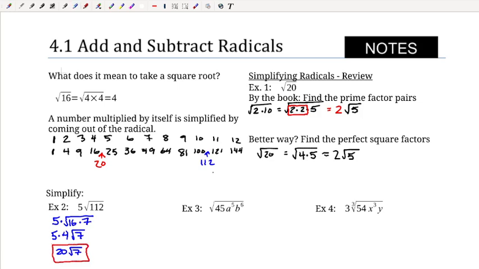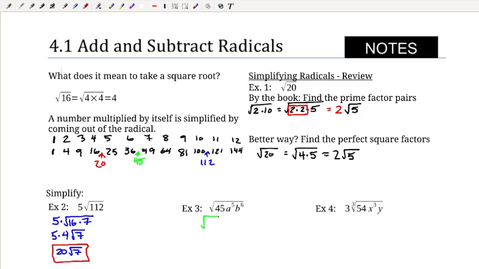All right, let's try another one. This time we're looking at 45 a^5 b^6. So 45, I'm just thinking 45 is going to fit in right here between 36 and 49. So checking for perfect square factors, not divisible by 36, not divisible by 25, not divisible by 16, not divisible, oh, it is divisible by 9.